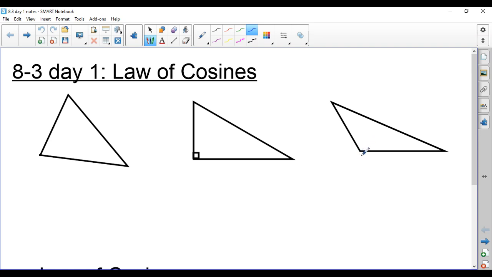Law of cosines is actually related to Pythagorean theorem. You've learned that if you have a right triangle with angle C as the right angle, and then legs A and B, and hypotenuse C, that C squared is equal to A squared plus B squared. In geometry, you said the converse of this was true. If C squared equals A squared plus B squared, then angle C had to be a right angle.